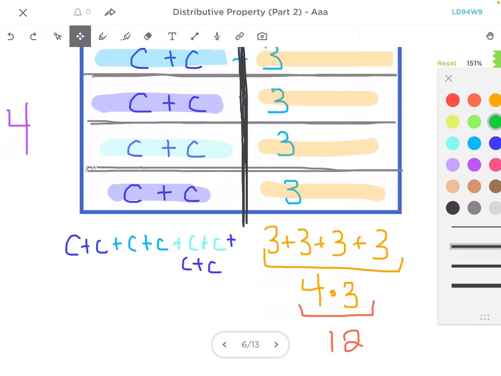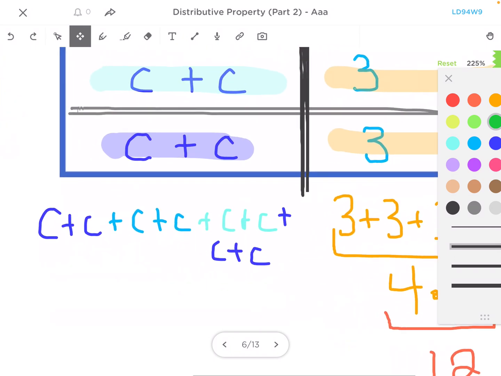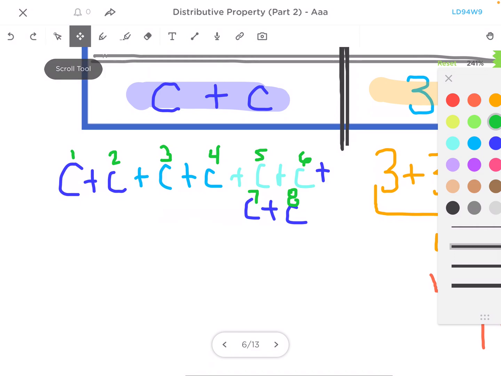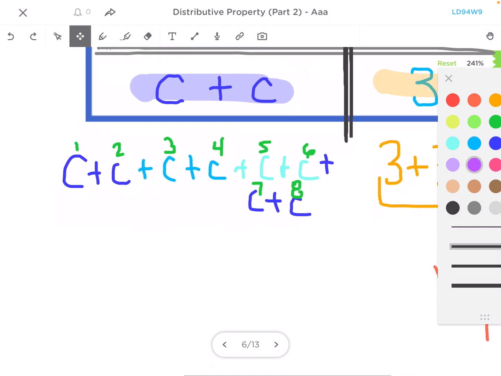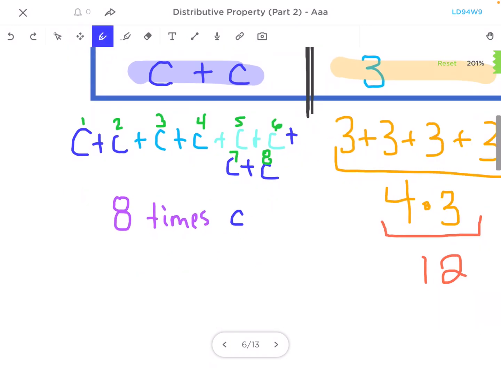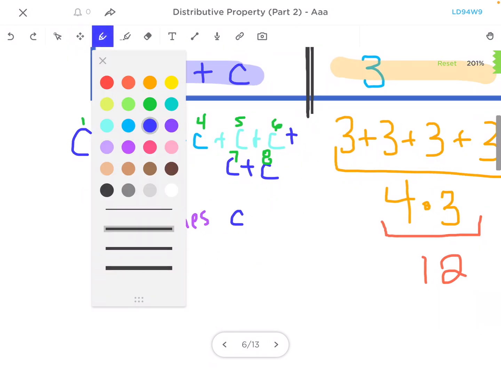So I'm going to count how many there are. Zoom in a little bit and count them. There are 1, 2, 3, 4, 5, 6, 7, 8. I wrote the letter C 8 times. So I'm going to write that down. 8 times I wrote the letter C. Right? So the shortcut is saying 8 times C.